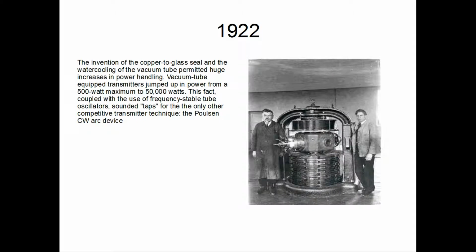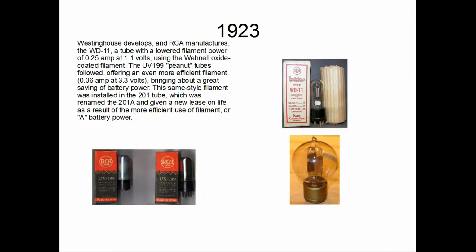In 1922, the invention of the copper-to-glass seal and the water cooling of the vacuum tube permitted huge increases in power handling. Vacuum tube-equipped transmitters jumped up in power from a 500-watt maximum to 50,000 watts. This fact, coupled with the use of frequency-stable tube oscillators, sounded taps for the only other competitive transmitter technique, the Poulsen CW arc device. In 1923, Westinghouse develops and RCA manufactures the WD-11.